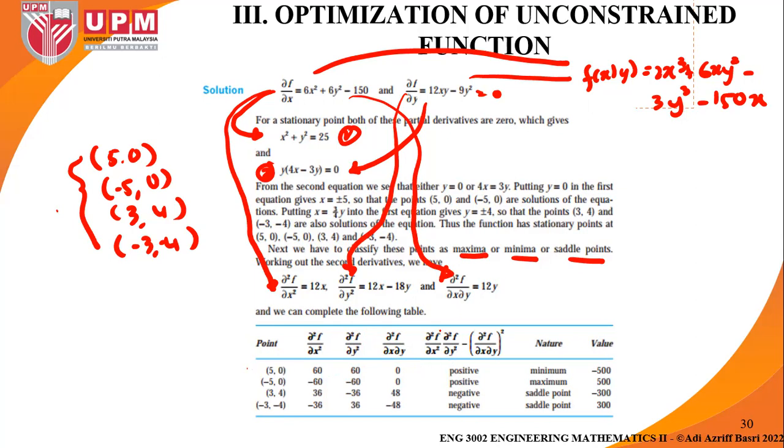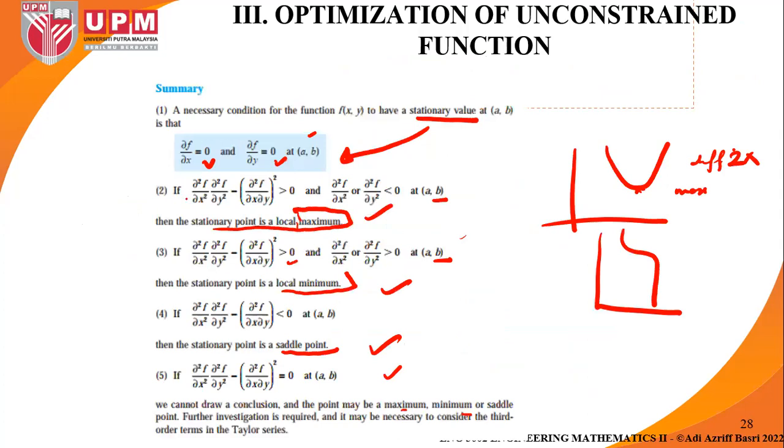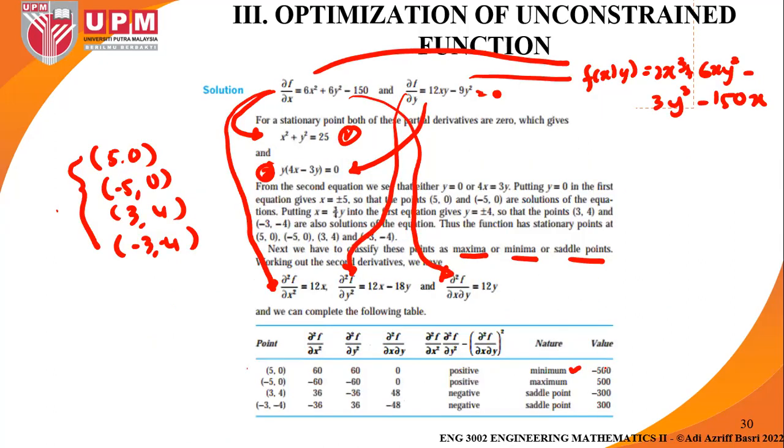So from here, you need to check based on these equations. The first one times the second one, which is 60 times 60, gives 3600, minus the mixed term 0 squared. So automatically you get a positive value, and we know the nature is a minimum. This one minus this one is higher than 0, and the second derivative is greater than 0, so it becomes a minimum. For the value, you just put x and y into the main equation, and you get negative 500 for the first point.